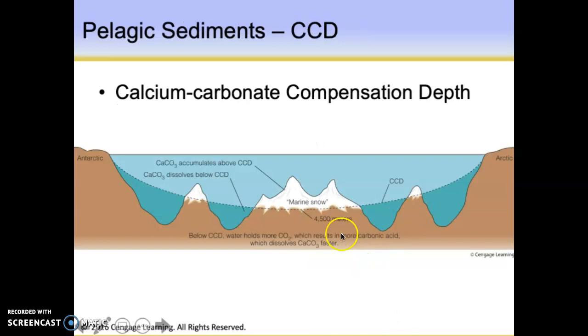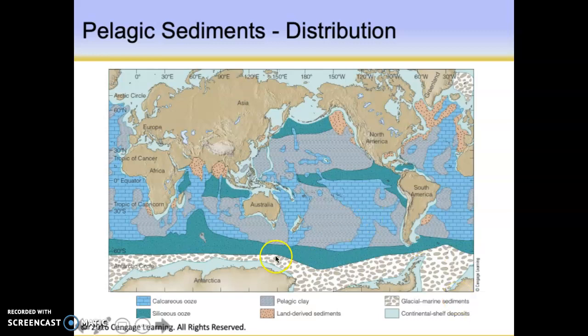If you get below the CCD, those calcareous shells have dissolved, and so the only thing that makes it to this deep part of the ocean is these siliceous shells. And so the siliceous ooze is what we find in the very deep part of the ocean below the CCD, and we find calcareous ooze above it. Long explanation, but that brings us to this map where you can see how this plays out.